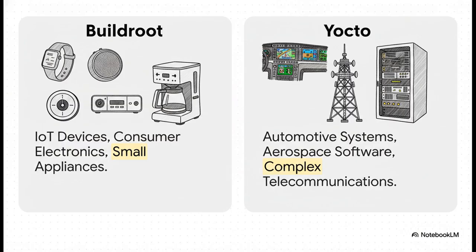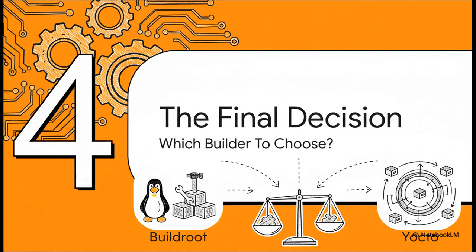And you can see this in the real world, right? You see Buildroot being used all over the place for things like IoT devices or consumer gadgets, but for the really big, complex stuff, we're talking cars, airplanes, massive telecom systems, that's where Yocto really shines. It's the go-to for those industries. So all of this leads us to the big question, the one you're probably asking right now. Which one should you choose for your project?